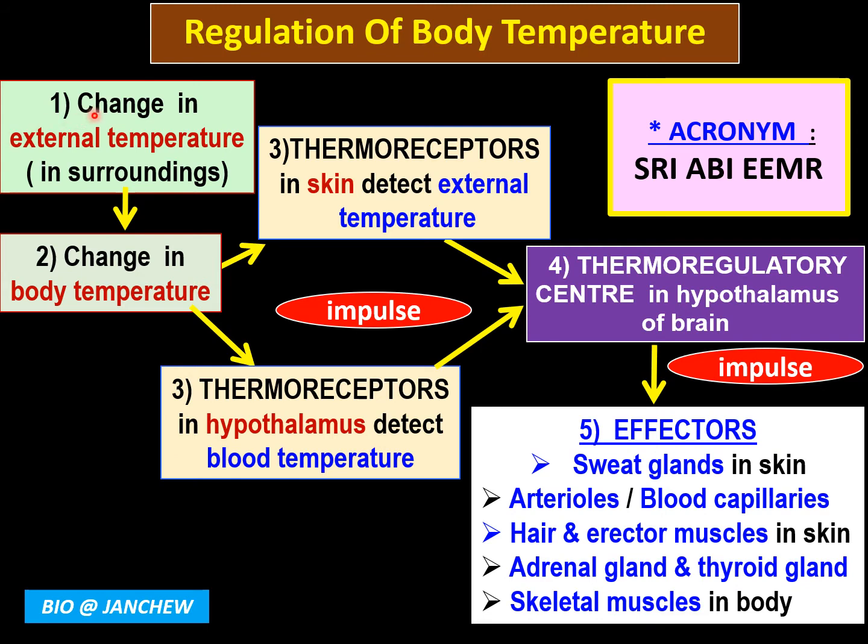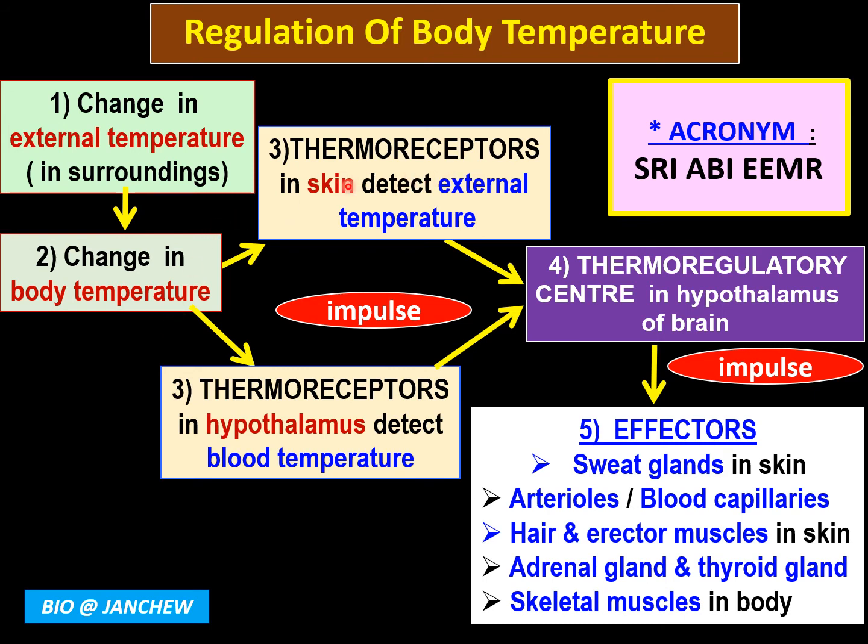For example, when a person steps out from the house or even from the classroom into the hot sun, into the external environment outside the home or the classroom, and it's very hot. So there's a change in the external temperature. The temperature is higher than normal. So this will cause the body temperature to increase, for example. So there's a change in the body temperature.